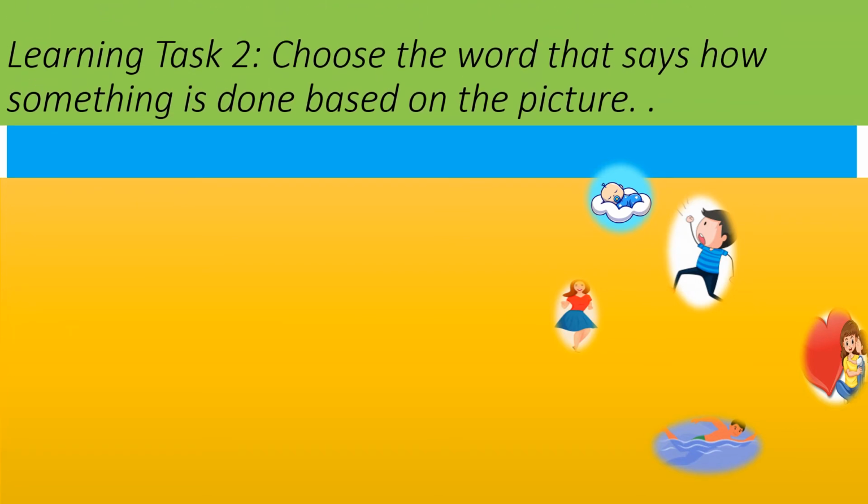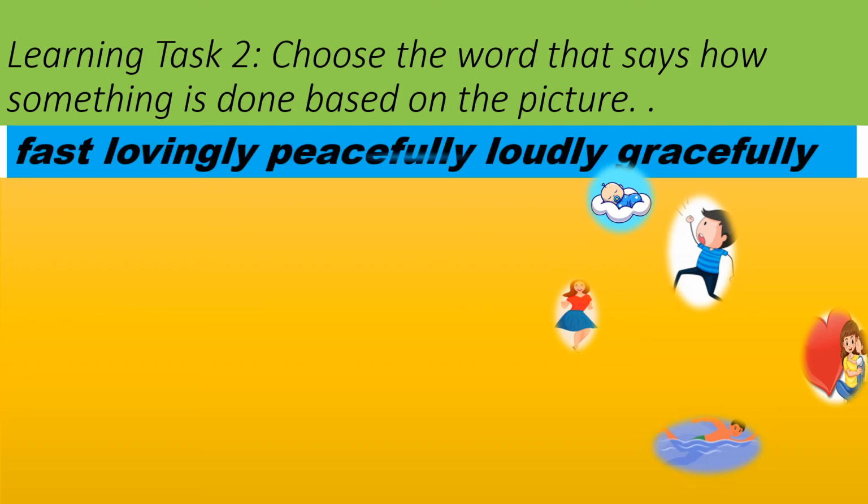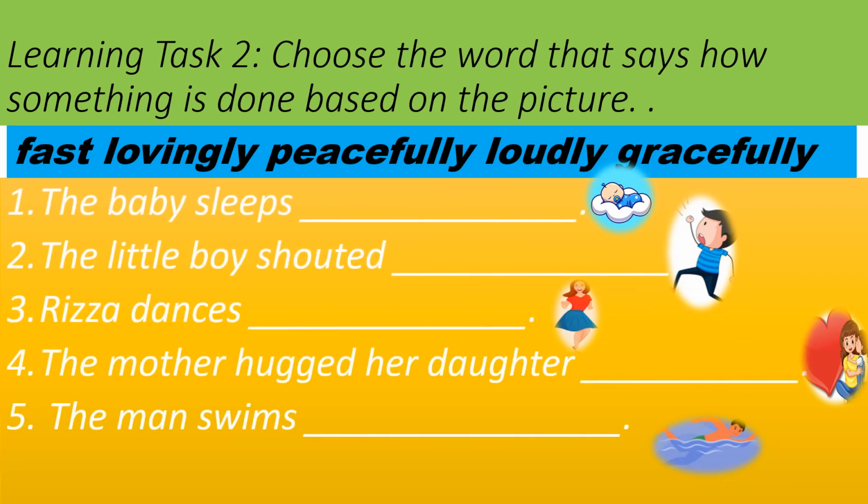Let's proceed to learning task 2. Choose the word that says how something is done based on the picture. You're going to choose here: fast, lovingly, peacefully, loudly, gracefully. The baby sleeps peacefully. Okay? The little boy shouted loudly.